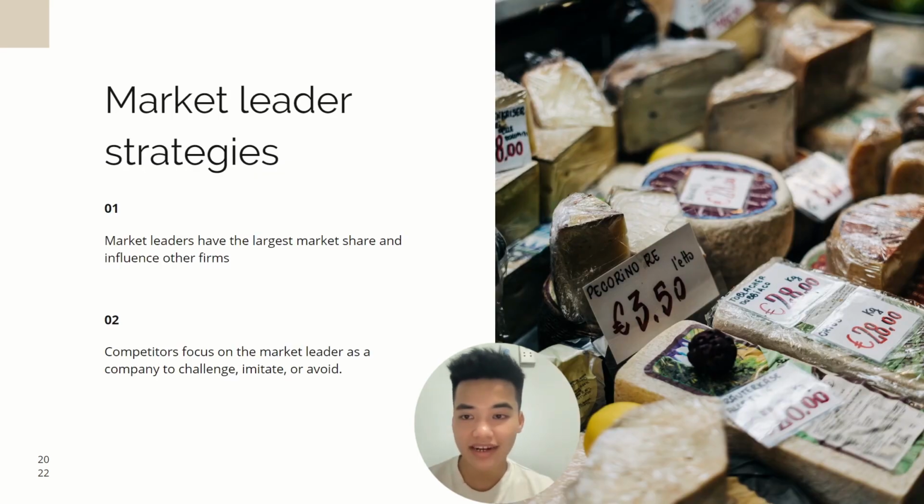Now we have market leader strategies. Market leaders have the largest market shares that influence other firms in terms of price change, new product introduction, distribution coverage, and promotion spending. Competitors focus on the market leader as a company to challenge, intimidate, or avoid. Examples of market leaders include Walmart, Amazon, McDonald's, and Coca-Cola.